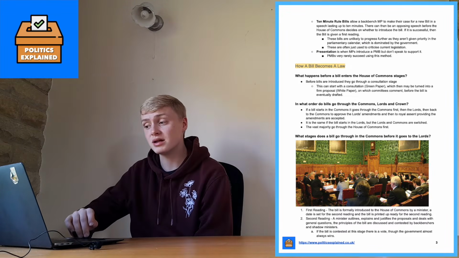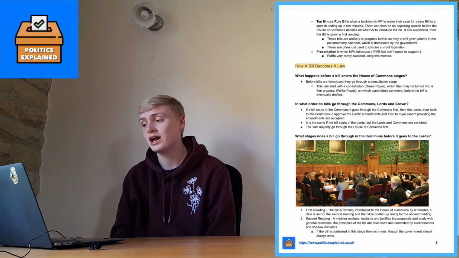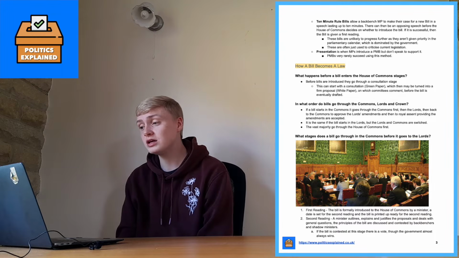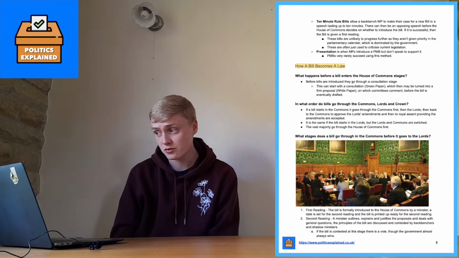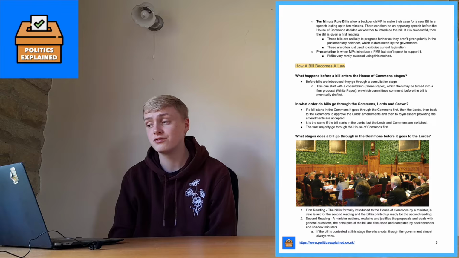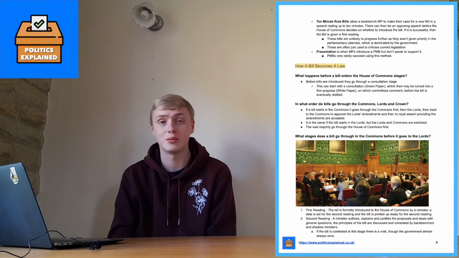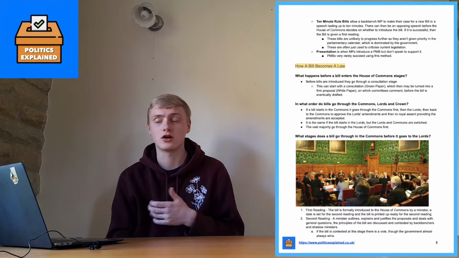The second way is 10-minute rule bills, which allow a backbench MP to make their case for a new bill in a speech lasting up to 10 minutes. There can be an opposing speech before the House of Commons decides on whether to introduce the bill. If it is successful, then the bill is given a first reading. These bills are unlikely to progress further, though, as they aren't given priority in the parliamentary calendar, which is dominated by the government. And they're often just used to criticise current legislation.